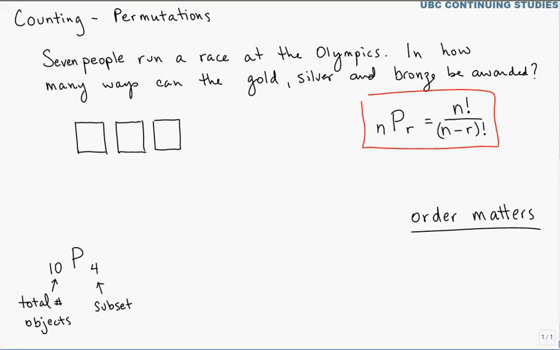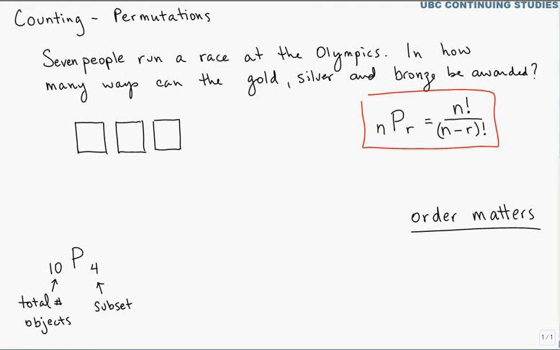The next concept in the mathematics of counting, combinatorics, that's useful is permutations. So I'll start this one off with just an example question. Let's say 7 people run a race at the Olympics. In how many ways can the gold, silver, and bronze be awarded?